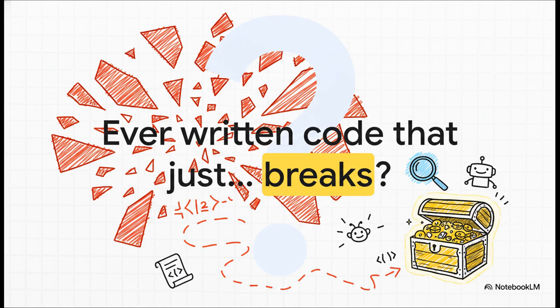Oh, we've all been there. You know the feeling, right? You write a few lines of code, you hit run, and instead of magic, you just get a wall of angry red text. It's so frustrating. But what if I told you that red text isn't a stop sign? It's more like a treasure map.